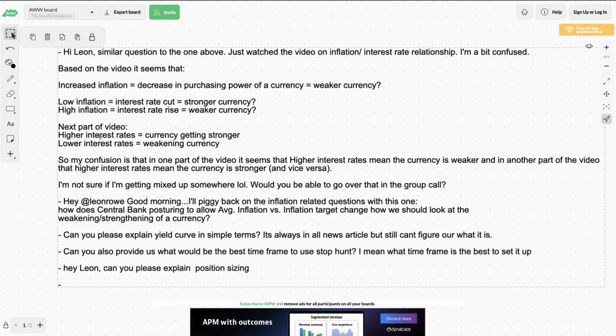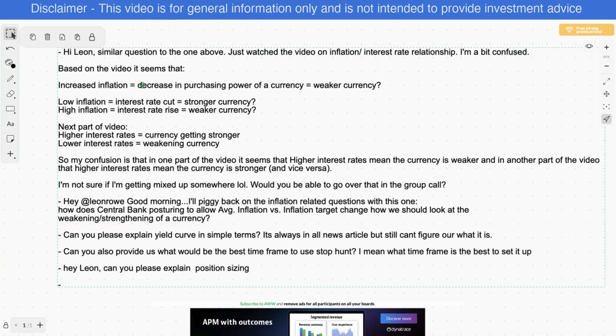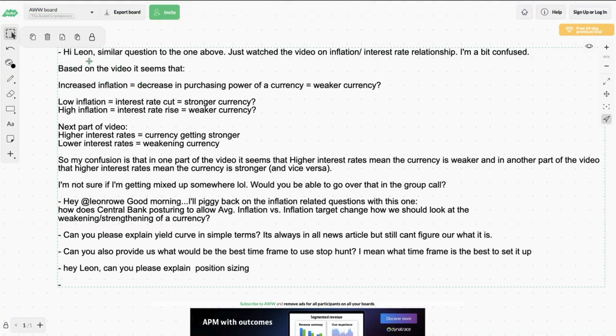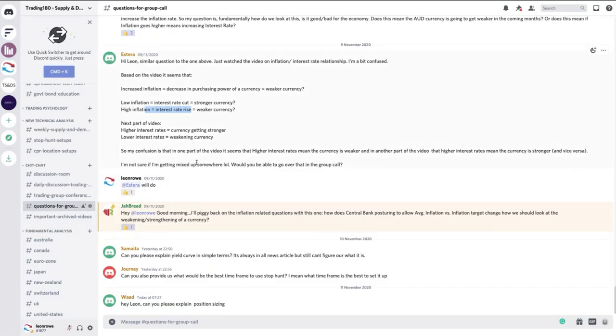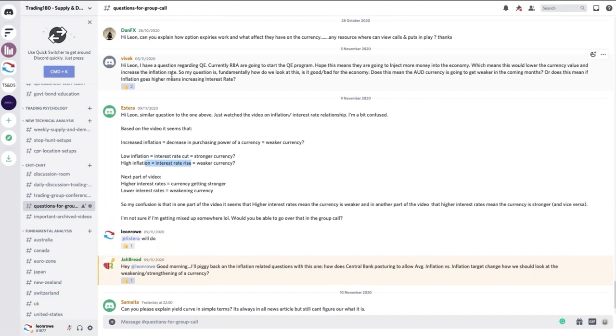So it was Estera who asked me quite a detailed question regarding inflation, increased inflation, and what it means overall. So I'll just read out the question and I'll go through it, try to clarify these things. She said, hi Leon, similar question to the one above, which was basically Vivek's question last week.